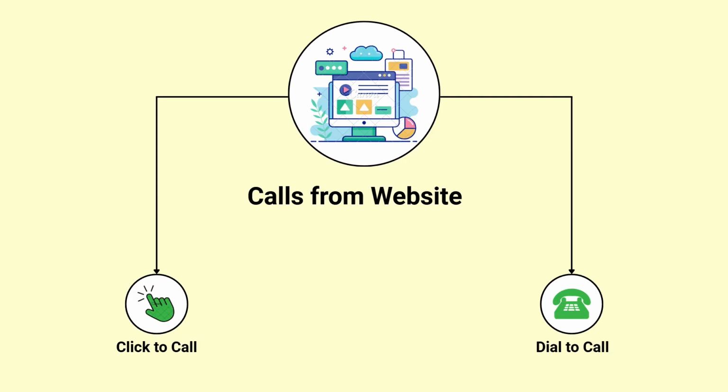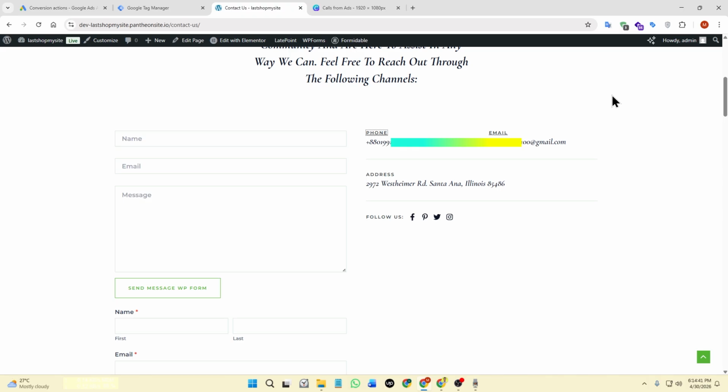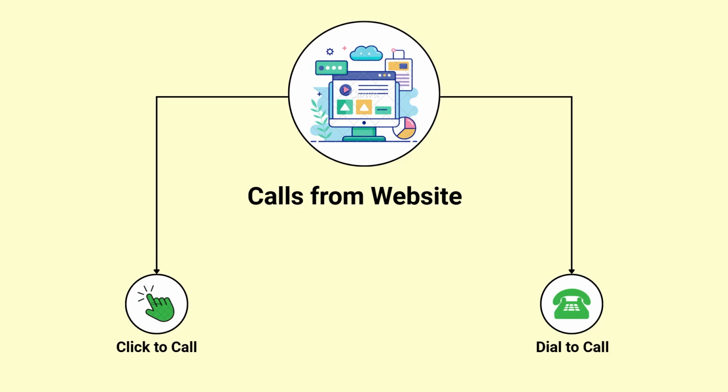There are two kinds of calls from website conversion tracking. First one is click to call and second one is dial to call. So today we're going to learn click to call. So what is click to call conversion actually? As you can see, this is our website. If someone visits our website and clicks on the phone call button like this and they call us this way, this is actually click to call conversion.